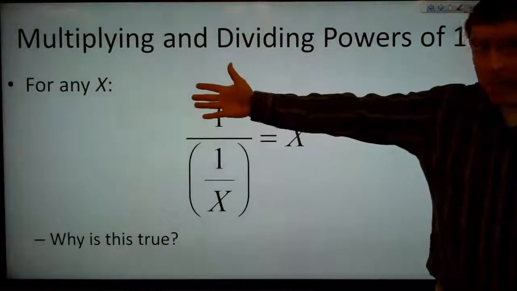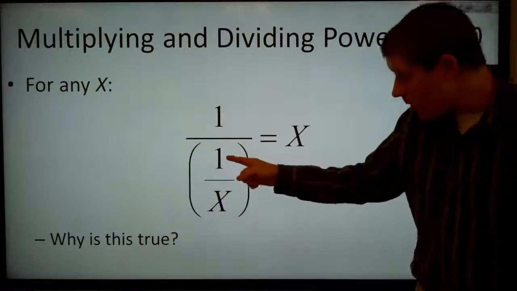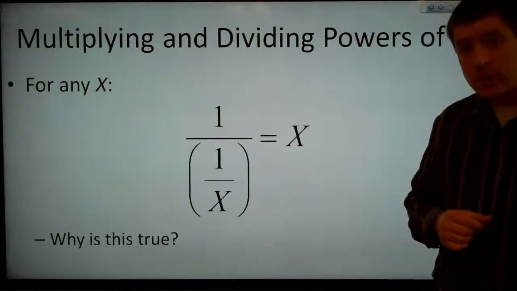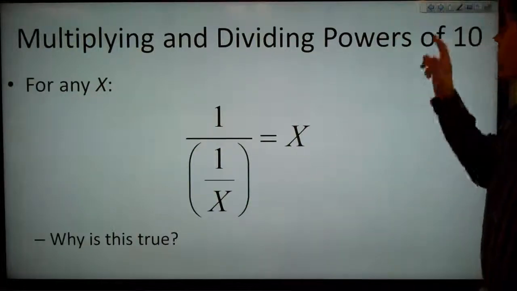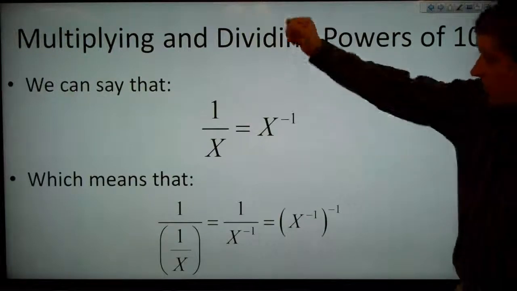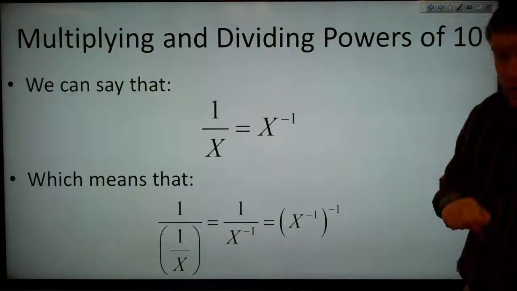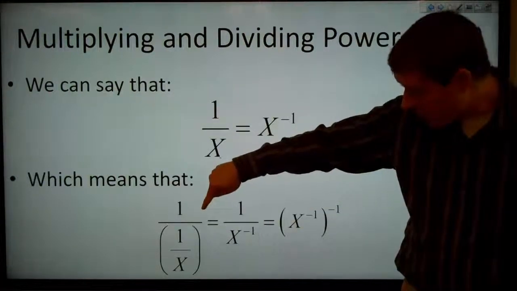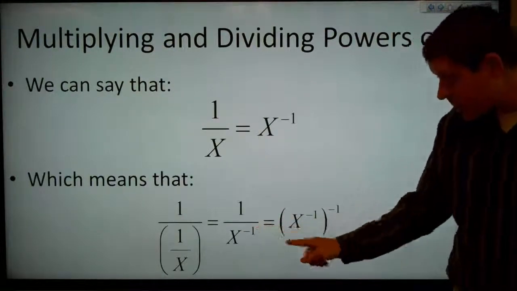For any x, if we have 1 divided by the quantity 1 over x, that's just equal to x. But why is this true? Well, we can say that 1 over x is equal to x to the minus 1, which means that 1 over x is 1 over x to the minus 1.